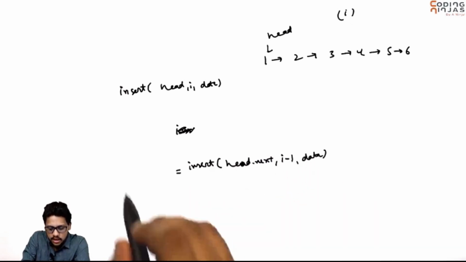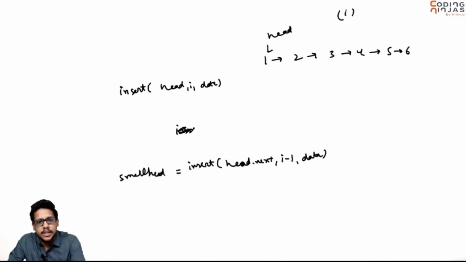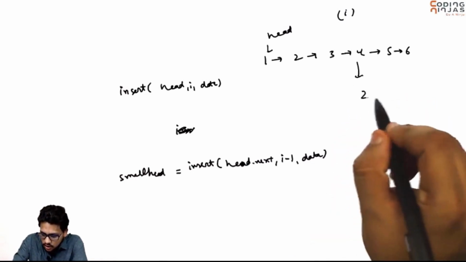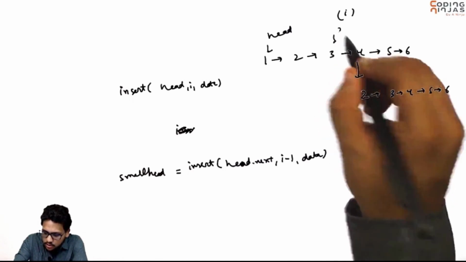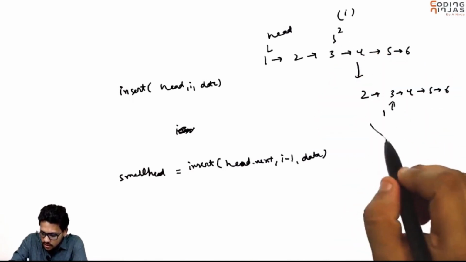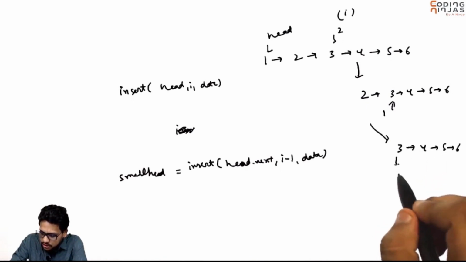And the point is I need to get the head of that linked list as well. I need to get the data of that linked list as well. Why am I saying this? Because this will call on 2, 3, 4, 5, 6. Let's say your position was 2. It will call for position 1. It will call on 3, 4, 5, 6 with position 0.